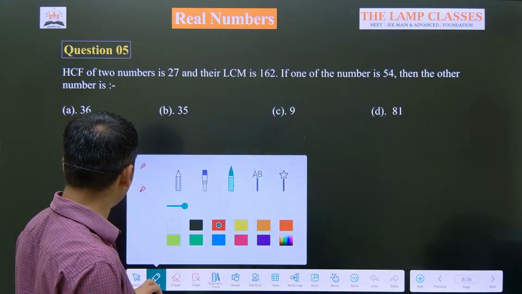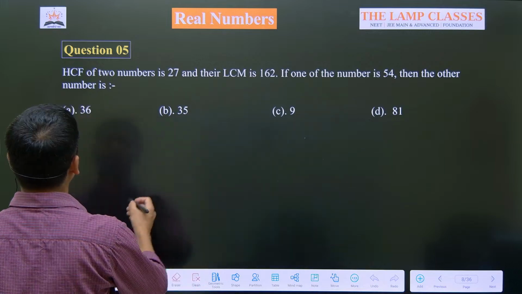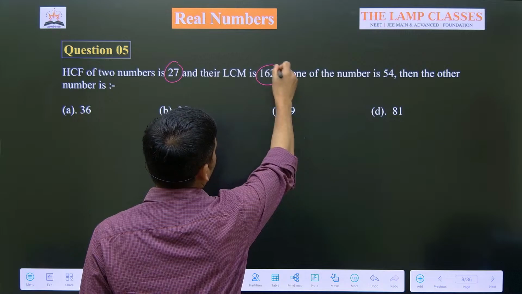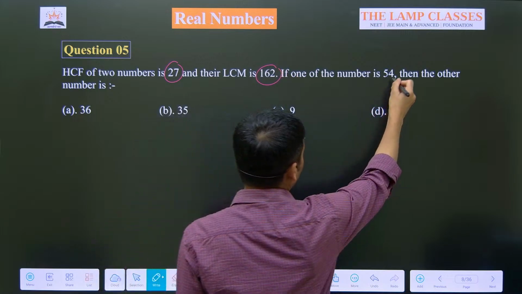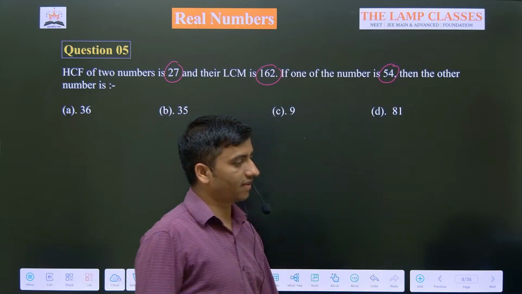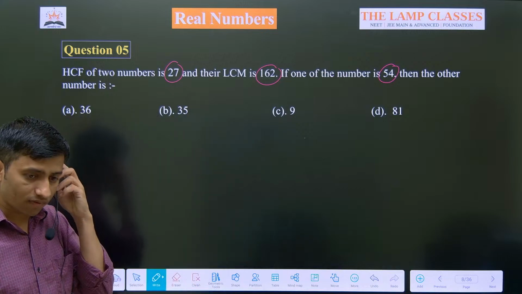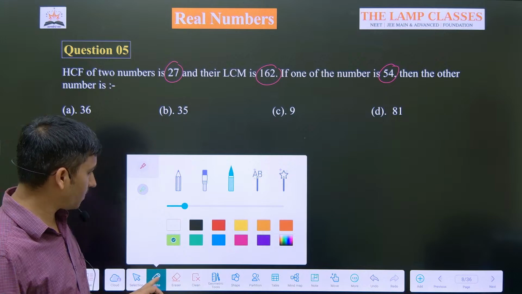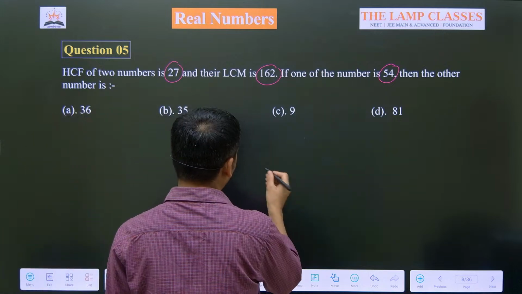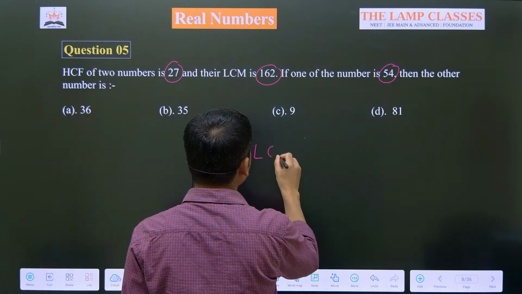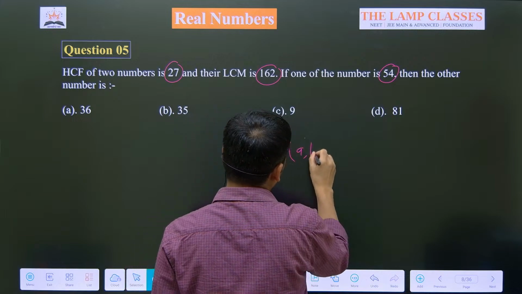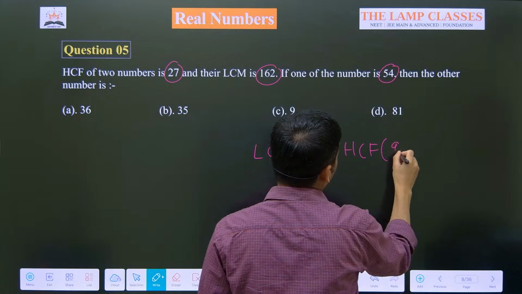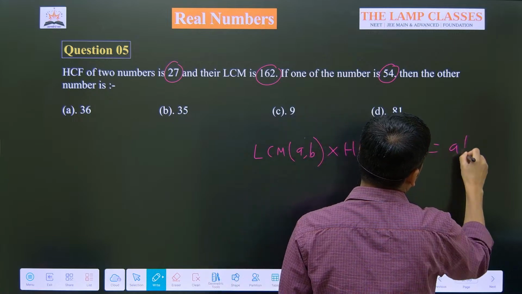So I hope we have done it, right? They are telling that the HCF of two numbers is 27 and their LCM is 162. If one of the numbers is 54, then find the other number. One way or the other, they do ask one question based on this concept. So the concept is, for any two numbers, the LCM of those two numbers into the HCF of those two numbers is equal to the product of the numbers. This is the concept.